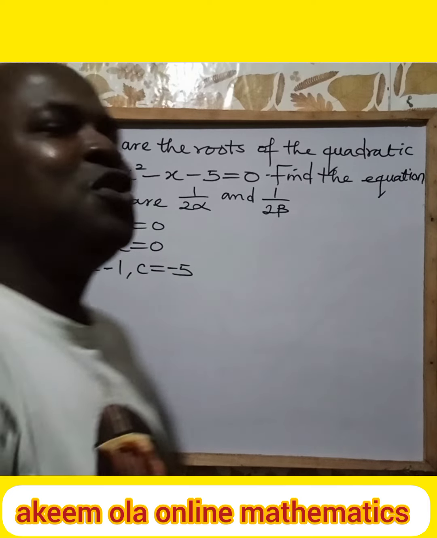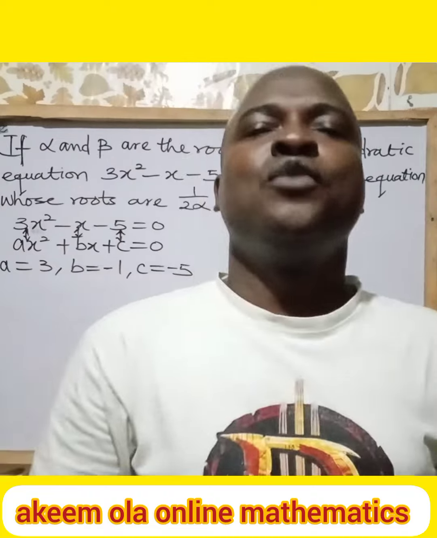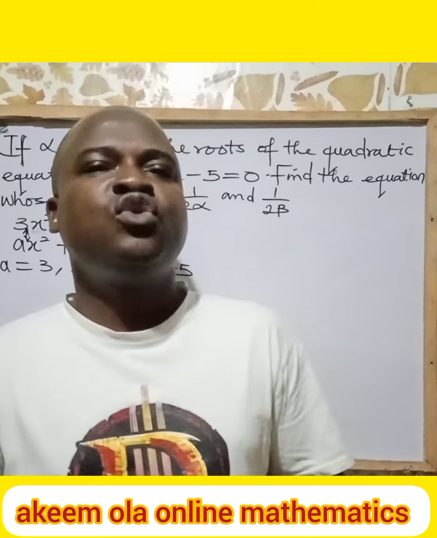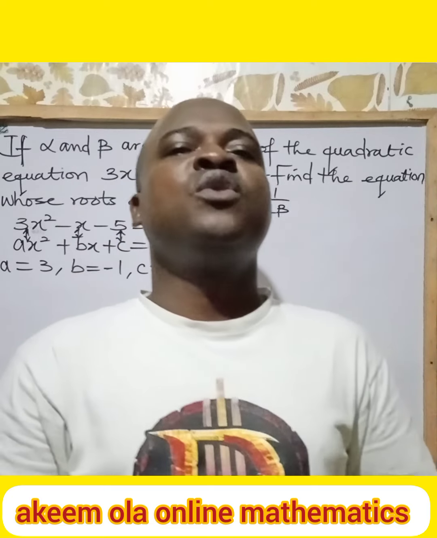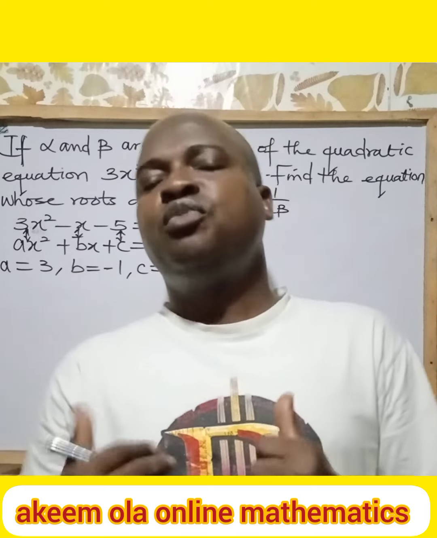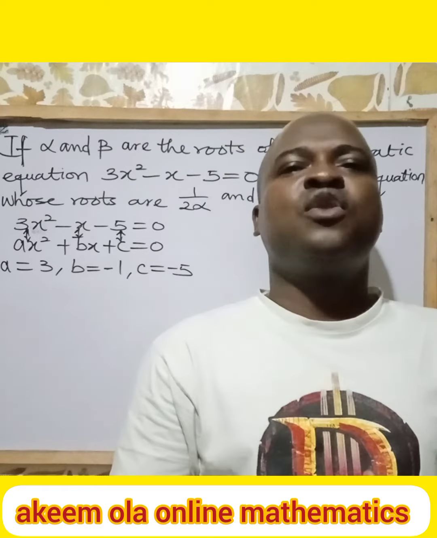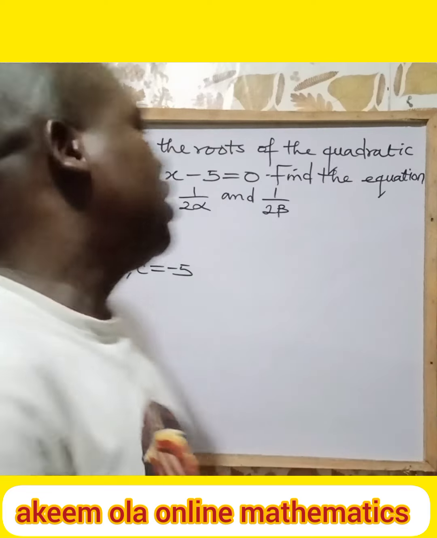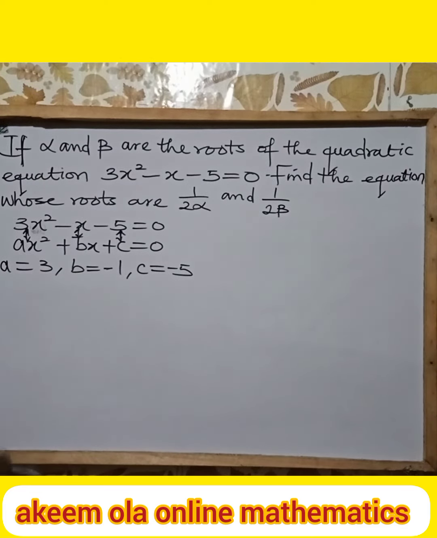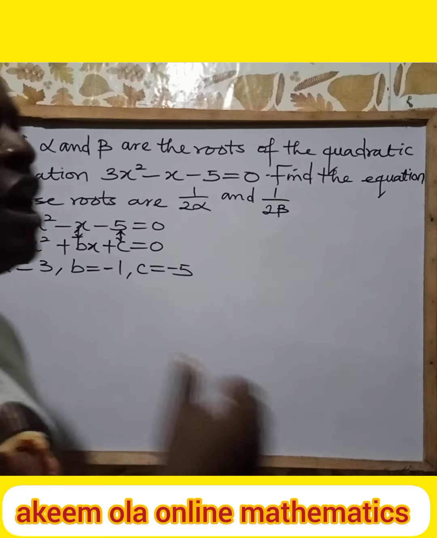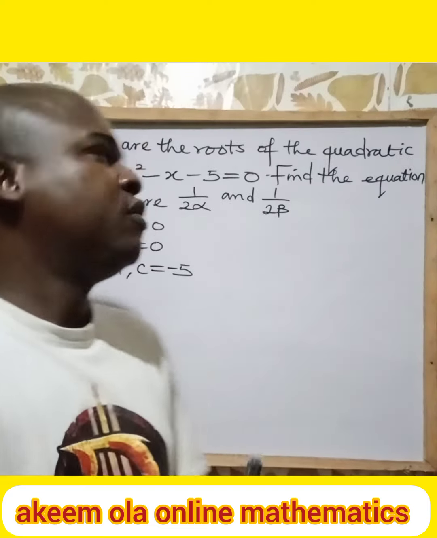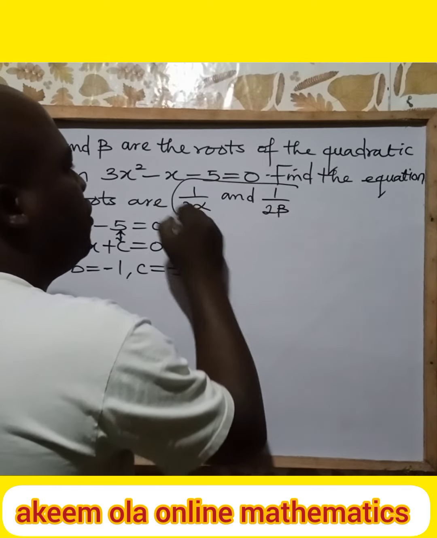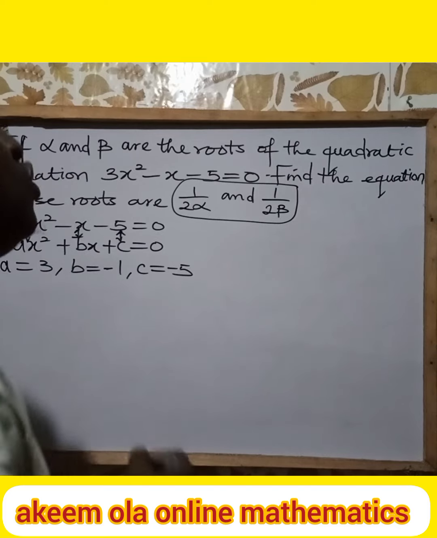Now, after getting something like this, remember, whenever you are solving a question under quadratic equation involving two roots, two things are always considered: the sum of roots and the product of roots. So we are going to consider the two of them, one after the other. We are going to write the sum of the roots first. Now, we are asked to form another equation from these roots, and the roots are 1 all over 2 alpha and 1 all over 2 beta.